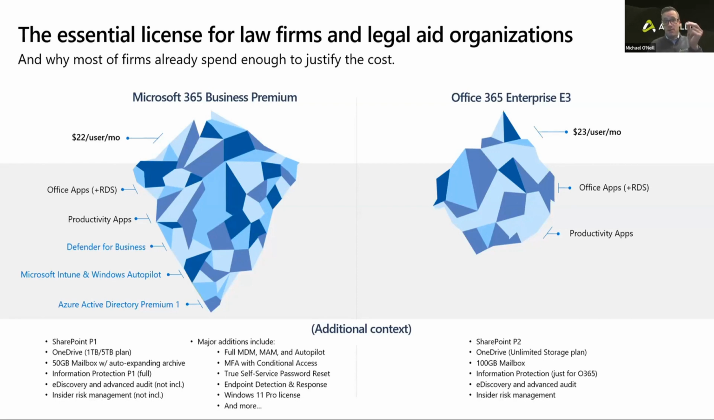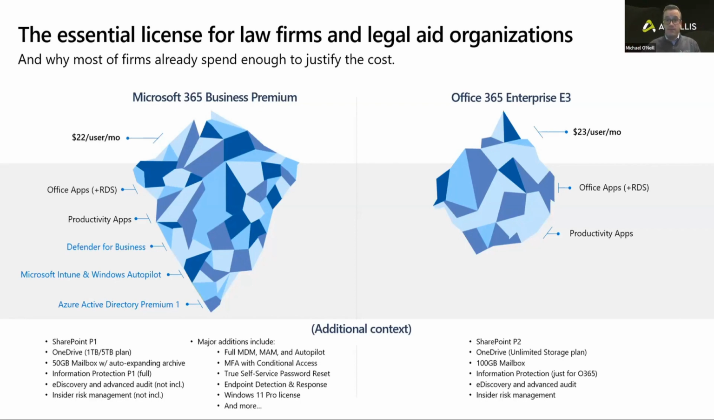You have Business Basic, which is email with the Office apps, but you can only use them in the web browser. It's like $6 a user. Then you have Business Standard, which is like $12.50 a user, and it's email plus you can install the apps on your computer. And then there's Business Premium, which is this right here. You have email, you can install the apps on your computer, and you get all this stuff.